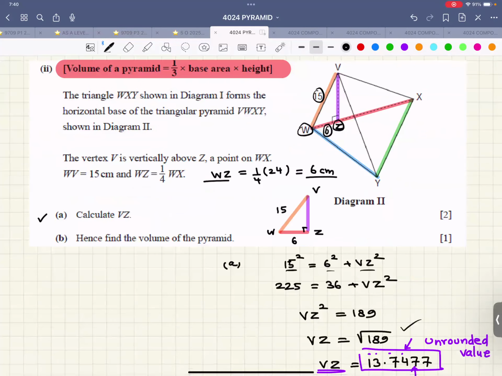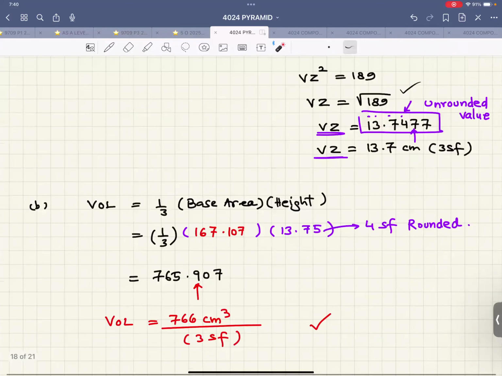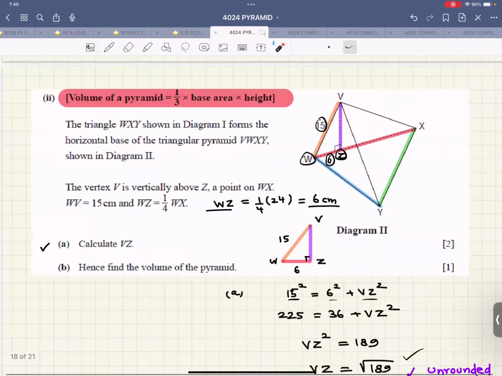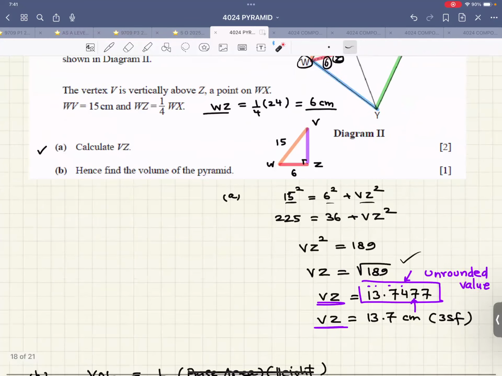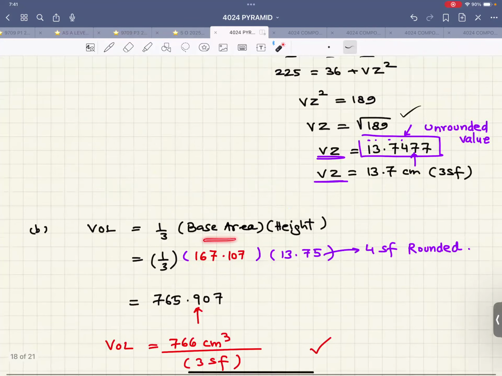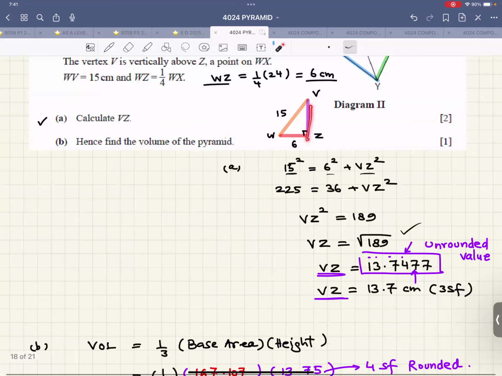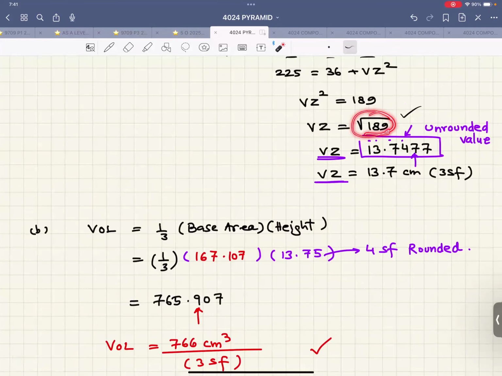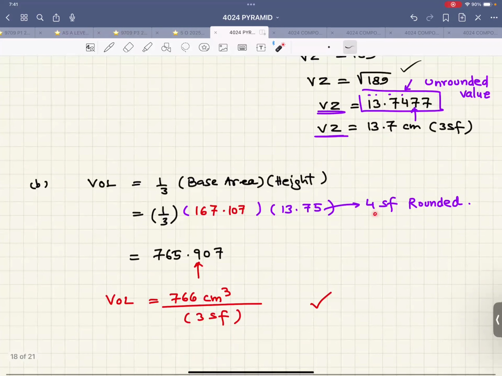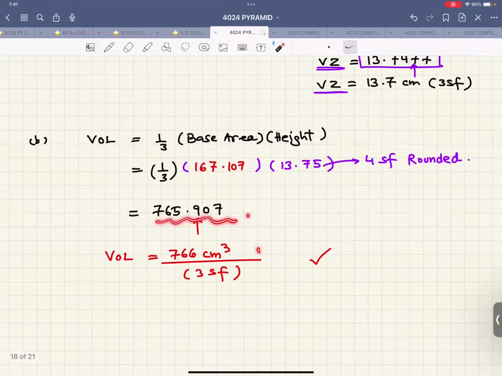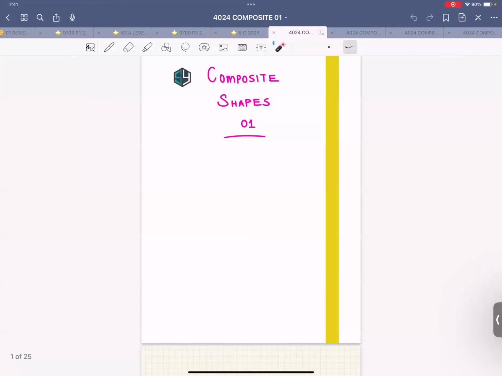Now it says calculate VZ. The diagram is right over here. Find the volume of the pyramid. So the volume of the pyramid is 1/3 base area into height. Height is VZ. The base area we calculated over here. Yes, there it is. Use the unrounded value for the base area and the height VZ. Plug this into the calculator, use the unrounded value, 4 SF, and then the answer is there. Then you round it off to 3 significant figures. So I think the pyramid is also done.